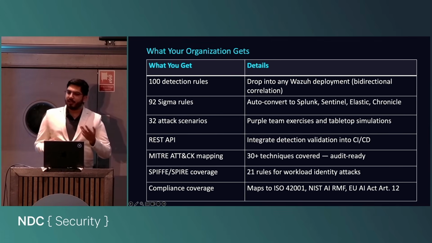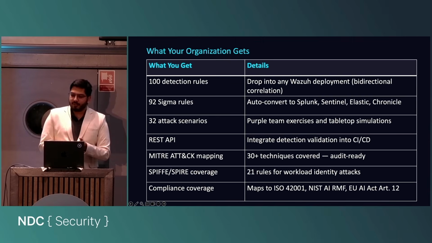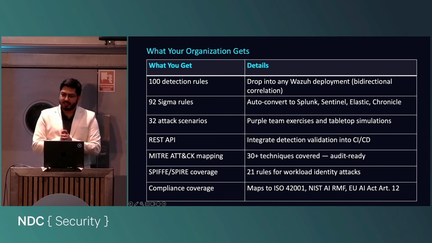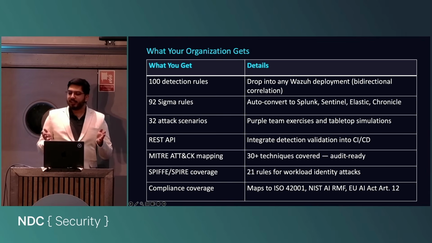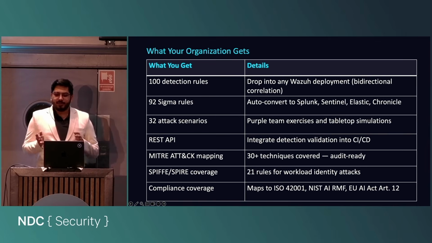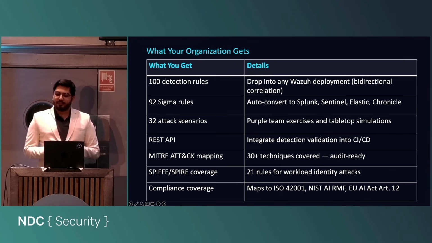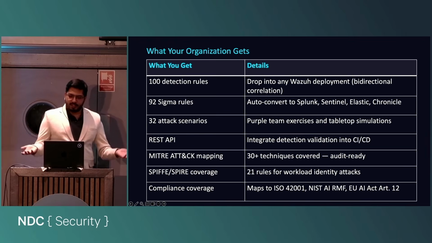And yeah, let me be clear about what you'll be getting from this testbed. Later on this week, I'll be releasing it on GitHub. Currently on GitHub, it's the initial preliminary version. You will get 100 detection rules you can drop into Wazuh, 92 Sigma rules that can be converted for your SIEM, 29 attack scenarios for purple teaming exercises, and full MITRE ATT&CK mapping. Compliance coverage for NIST, EU AI Act, and ISO 42001. This is not just a demo, it's a production detection library, and I'm going to make it open source. Take it home, deploy it, and maybe hopefully even contribute to it.